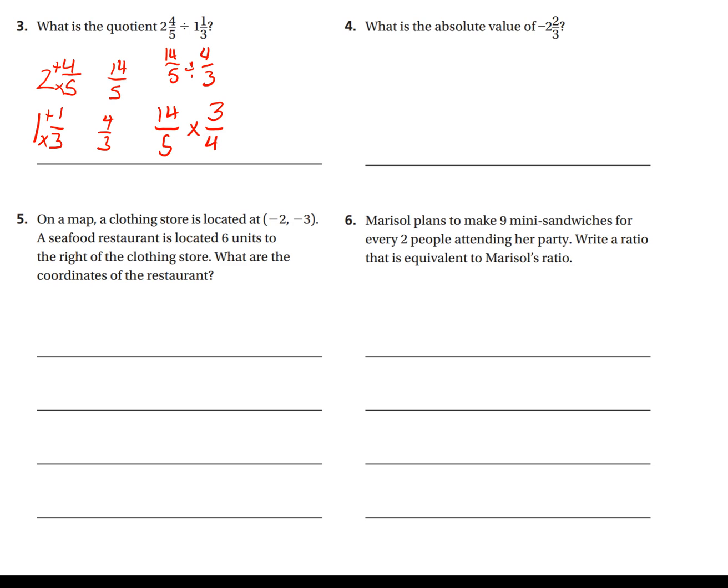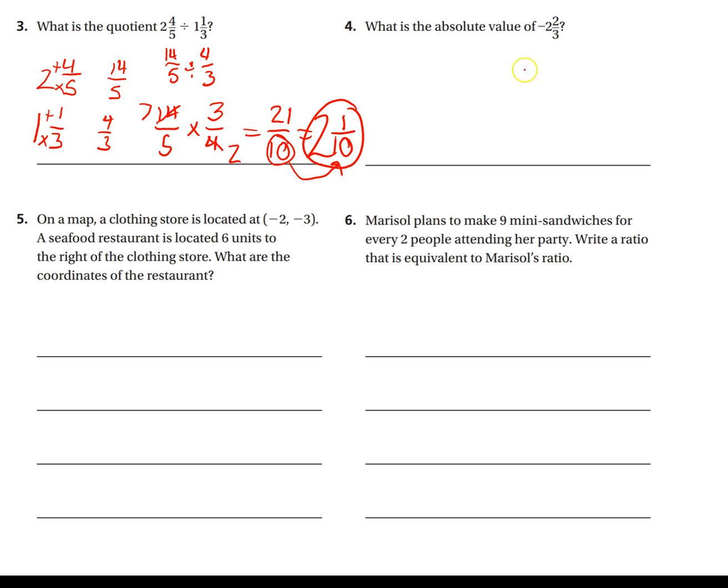Okay, I can do some cross simplifying right here with 14 and 4. 2 goes into 14 7 times. 2 goes into 4 2 times. Now I can multiply straight across. 7 times 3 is 21. 5 times 2 is 10. Now I have an improper fraction. 10 goes into 21 2 whole times, with 1 remainder, and the denominator stays the same. Was 10, stays 10. So there's my final answer.